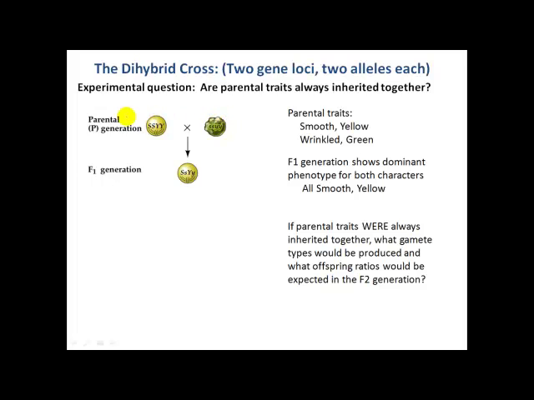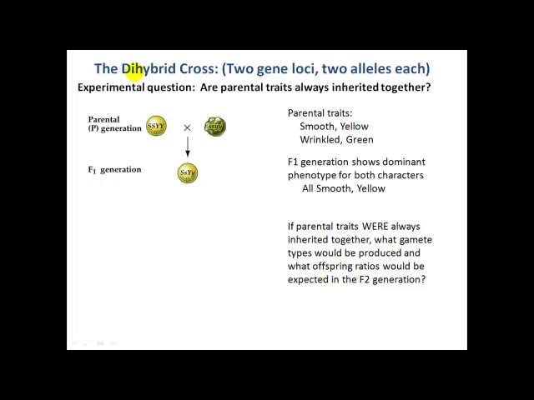And we started with two true breeding, once again, true breeding parental strains that have either yellow smooth seeds or green wrinkled seeds. Looking across the generations, if we followed the inheritance of these traits, would we always see smooth and yellow being inherited together? Would we always see green and wrinkled being inherited down the generation? So that was the question that Mendel wanted to address next.